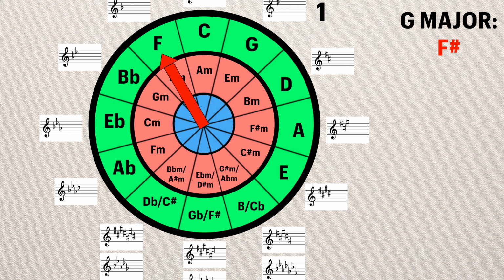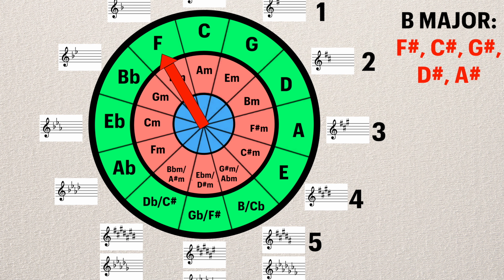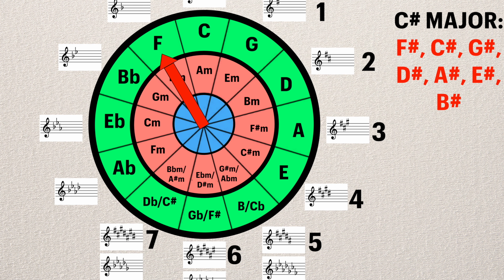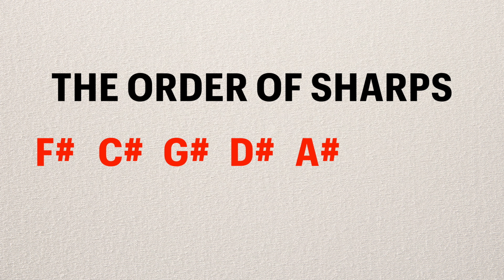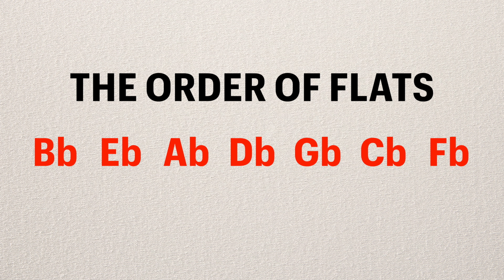And yes, with each successive sharp key on the right side, it assumes the previous key's sharps and adds 1 more each time. This overall concept is referred to as the order of sharps, the order in which notes get sharped in a key. And yes, there is an order of flats too.